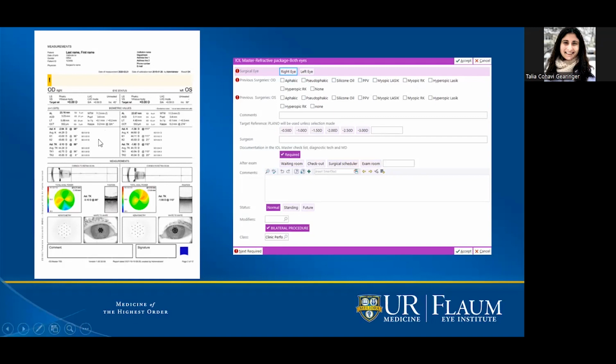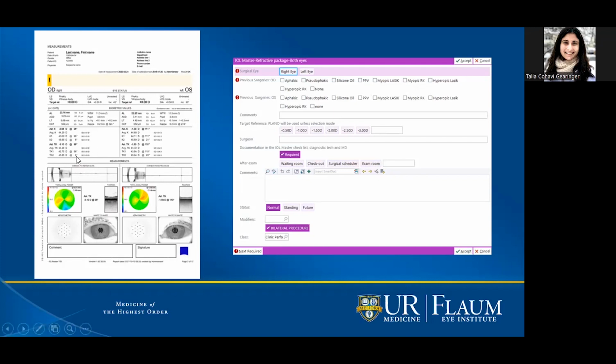I wish Dr. Savage was still here because he could explain this a lot better than I can. But this is basically looking at the angle kappa, which is where their visual axis is in relation to the center of their pupil. If you're considering a multifocal lens or an extended depth of focus lens on a patient and their visual axis is way off to the side, they're not going to be looking through the center of that multifocal, and that's going to be an unhappy patient.